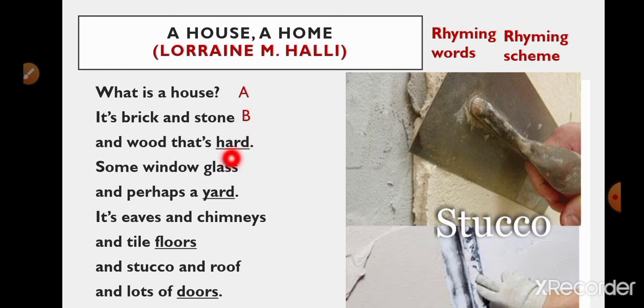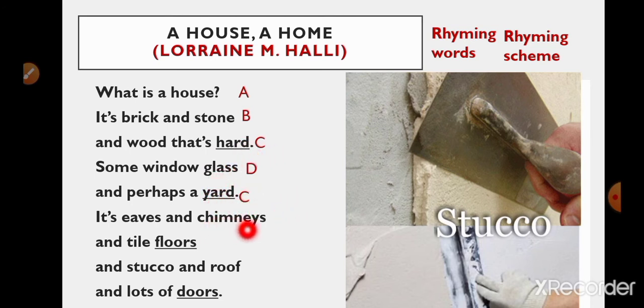Now come to the third line. The last word is hard. Does it rhyme with stone or house? No, it does not. So we give it a C. Next come to the fourth line. We have glass. Does it rhyme with any of these words? No. So we'll give it a D. Now come to yard. Does it rhyme with any of these words? Yes, it rhymes with hard. So we have given hard a C. So we'll give yard also a C.